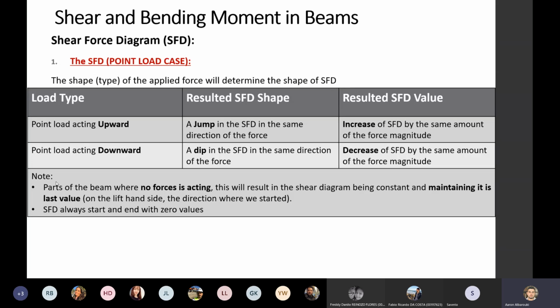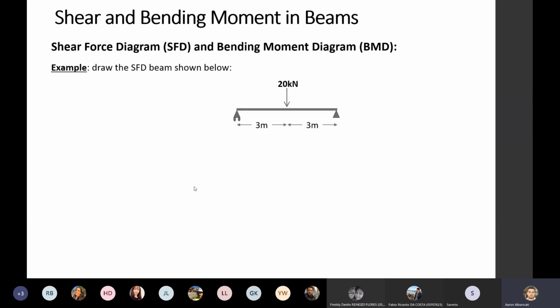Very simple. Now just keep in mind what we agreed on. Parts in between the point loads will maintain their last value on the left-hand side, which is the direction we're coming from, where we're starting. And the shear force diagram will start and finish at 0. Okay, rather than worrying about too much theory, let's put this into practice.